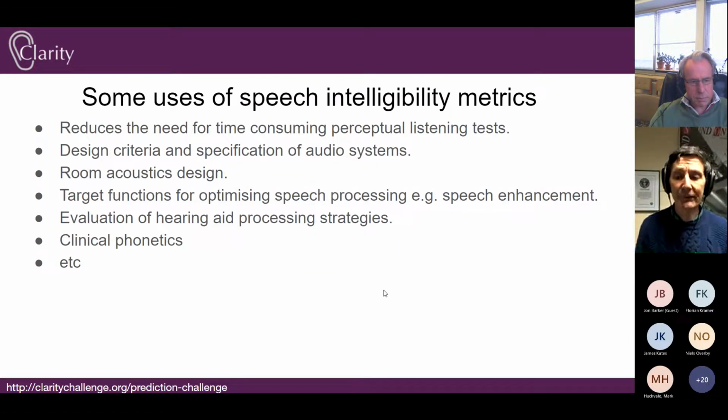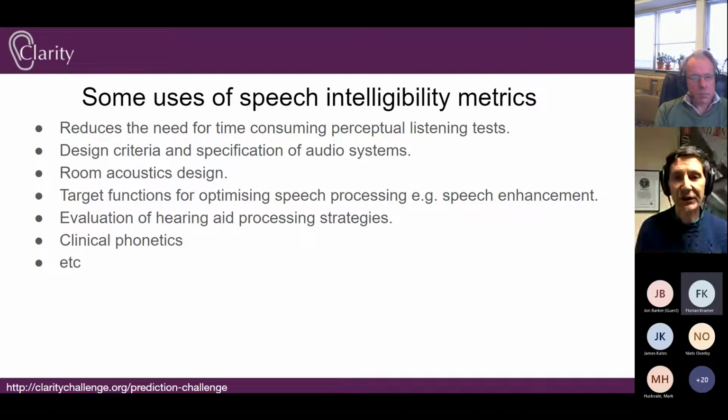Why might you use it? As John indicated, running perceptual tests is a time-consuming process, and so therefore we need metrics that computers can do. And then once we have metrics, we can do things like specifications and design criteria for audio systems, for public address systems, for TVs, for room acoustics, for speech enhancement algorithms, all sorts of different systems we can then design based on these computer models. And particularly of interest to Clarity is to evaluate hearing aid processing strategies, whether that's within a machine learning framework or some other framework.